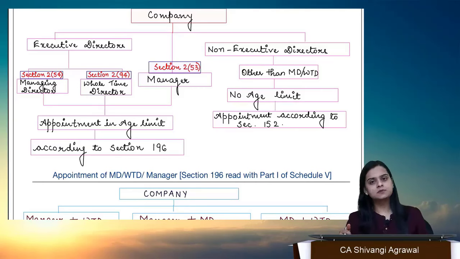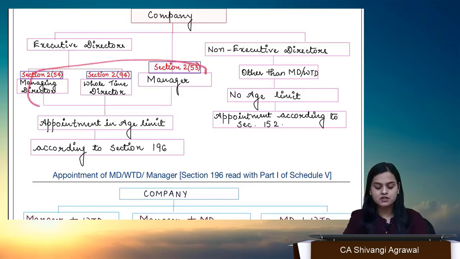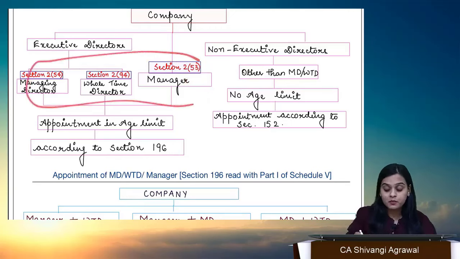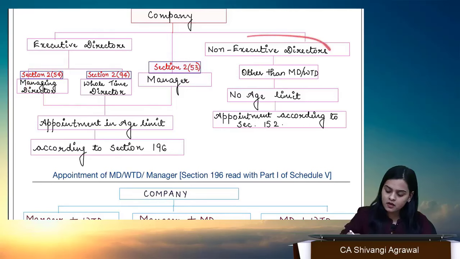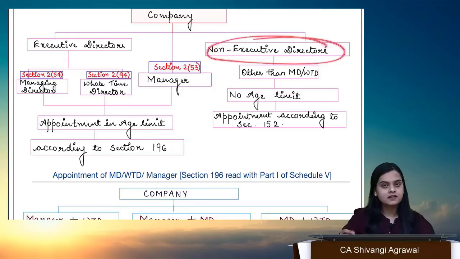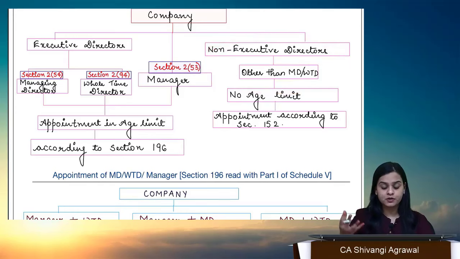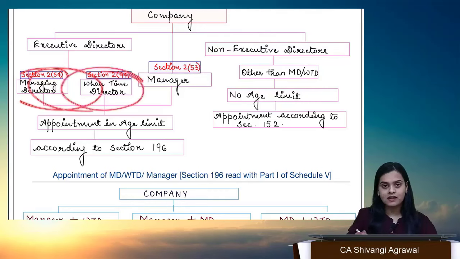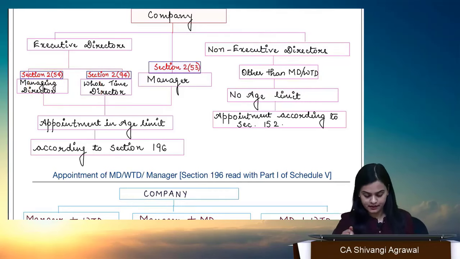Every company has some executive directors as well as some non-executive directors. The executive directors, that is MD, WTD, along with the manager, is termed as managerial personnel, although not defined in the act. Yet we come to know that we are going to talk about their appointment, we are going to talk about their remuneration along with remuneration of other directors as well. The direct appointment of other directors we have already discussed in the chapter of directors. Moreover, if it's a managing director or whole-time director, there also we have discussed the appointment already.